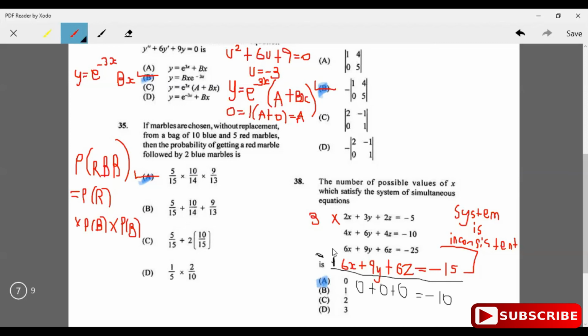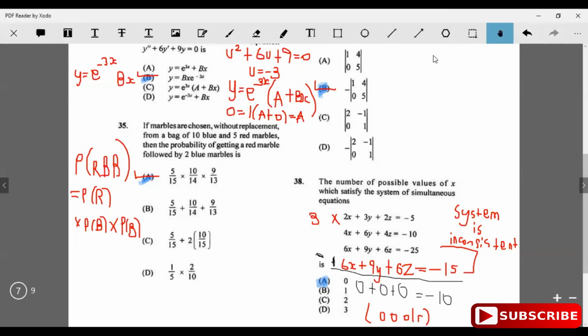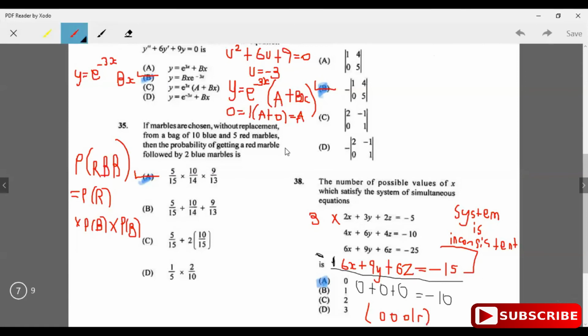Another method of doing it would be to row reduce and show that when you row reduce the matrix, you're going to end up with something like 0, 0, 0, augmented with some number r. That's when you use row reduction. And if you replace r with 0, that's infinitely many solutions. All right, so that's question 38.